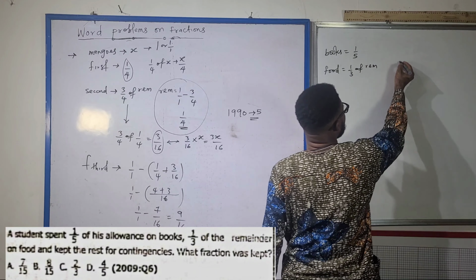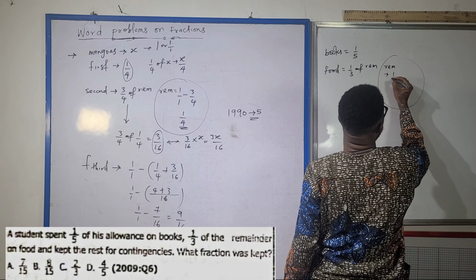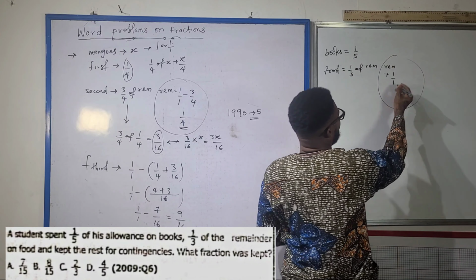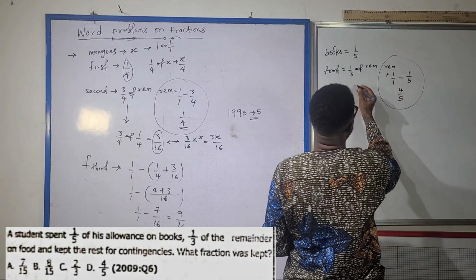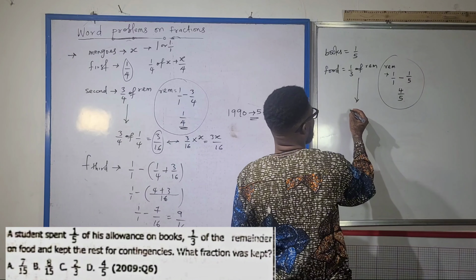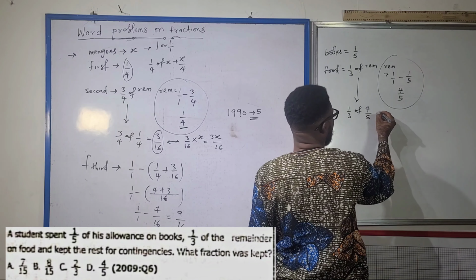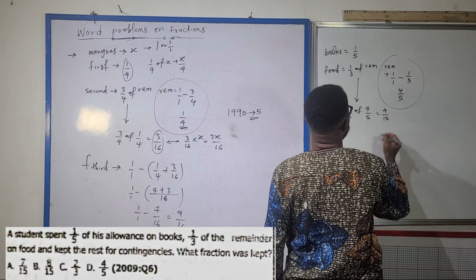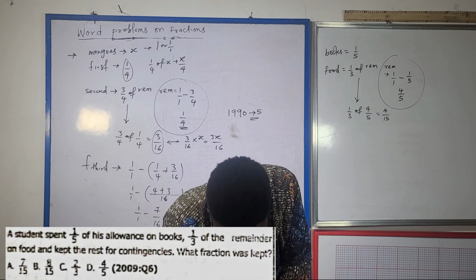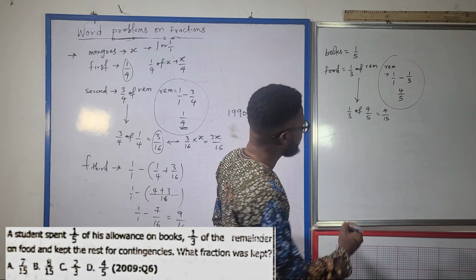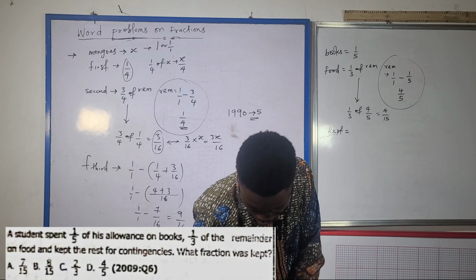So what is the remainder is the question that you ask. The remainder is going to be 1/1, because total fraction is always 1/1. Take away 1/5, you get 4/5. So what this means is that on food is 1/3 of 4/5, and that is going to be 4/15. That is what is spent on food. Now the question we've been asked is, he kept the rest for contingencies. So what was kept is what we were told to look for.